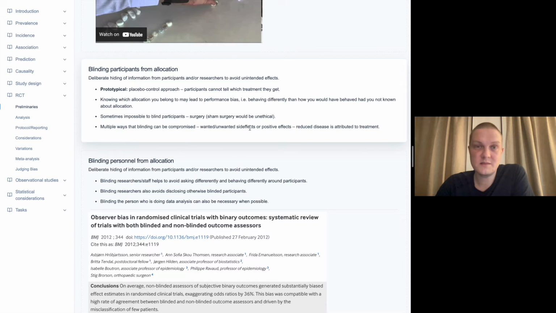Unwanted side effects. If you are experiencing one of the side effects that you knew going into the study could happen, it's going to be pretty obvious that you are in the treatment arm. But also wanted effects, where you're actually improving in a way that you didn't expect, then you also believe that you're in the treatment arm.